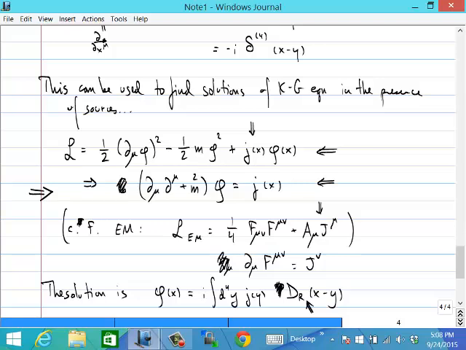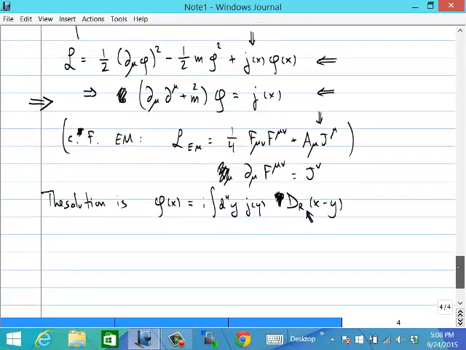So you've all seen Green's functions before if you've taken a class on electromagnetism. You may not have seen it quite in this form. Are there any questions before I proceed? Yeah, question? No? Okay.